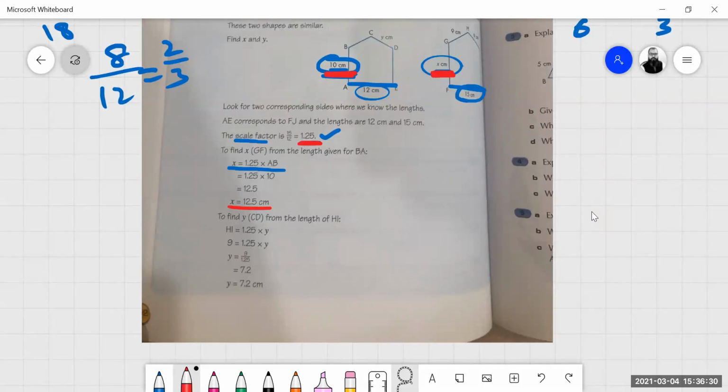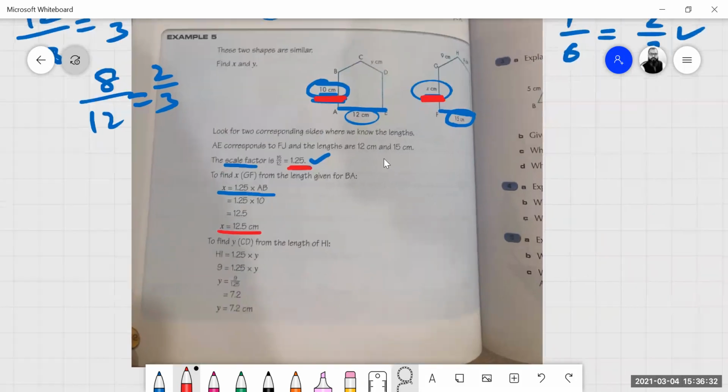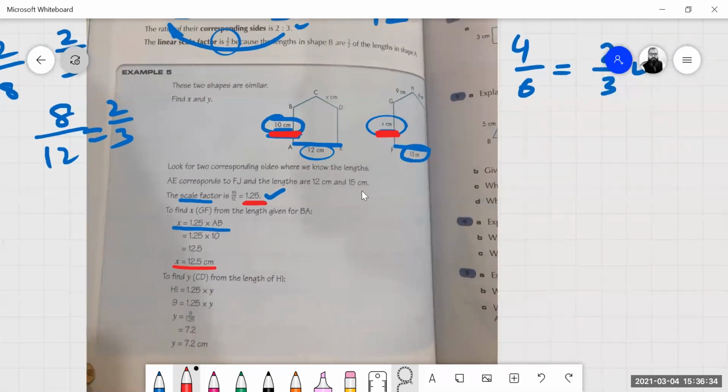That value should be 12.5. We'll multiply them, right? Yeah, sure, we are multiplying here. Okay, now find y from the length. This is 9 and this is y.